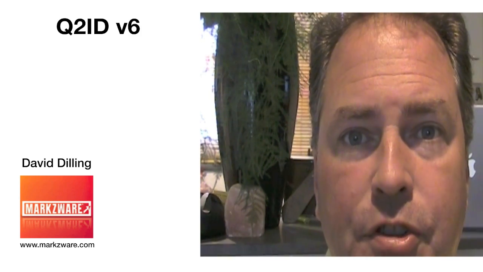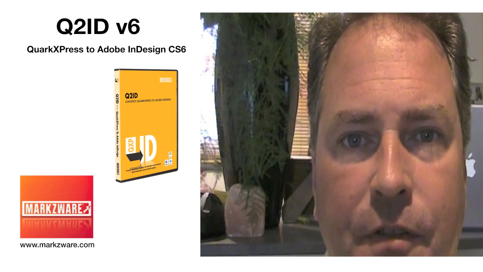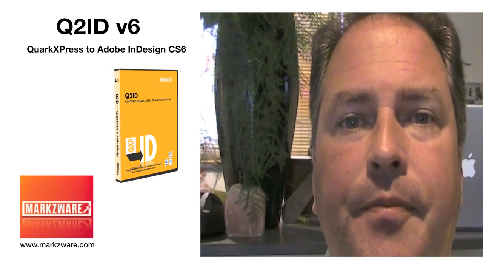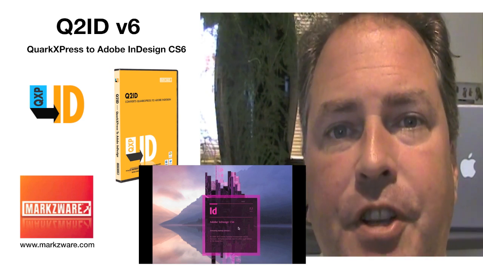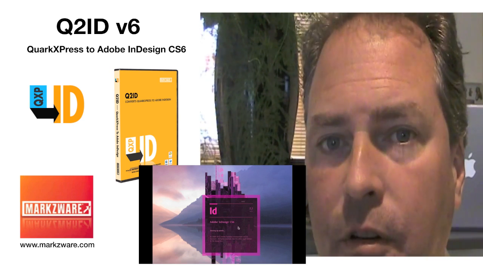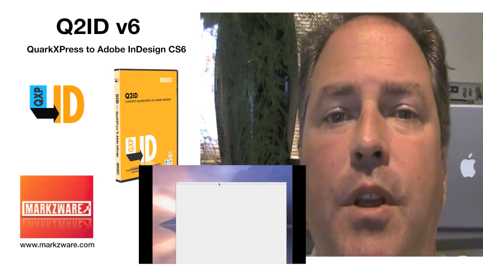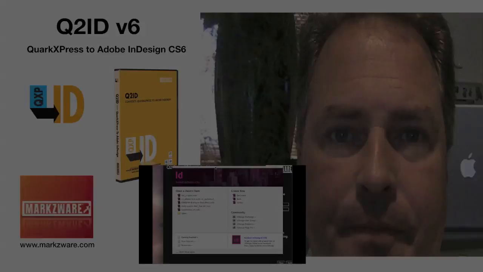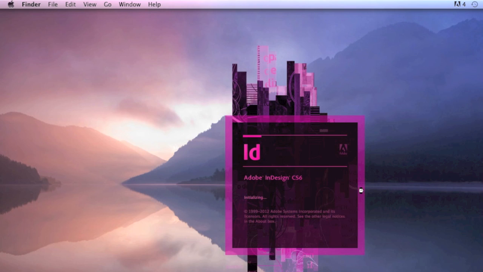Today, on behalf of everybody at Markzware, I'm proud to introduce Q2ID version 6 for CS6 of InDesign for the Macintosh. I'm going to give you a short little demonstration now. Let's go check it out and see how easy it is to convert, actually open, your QuarkXPress files right in Adobe InDesign CS6. Alright, so to use Markzware's Q2ID version 6, we simply go down to our dock here on the Mac and open Adobe InDesign CS6.